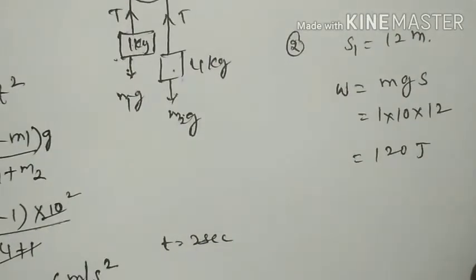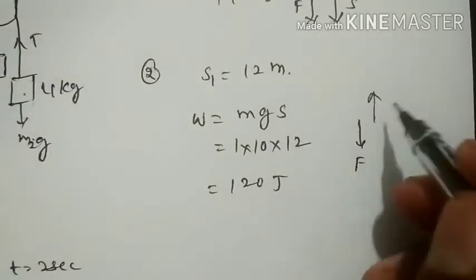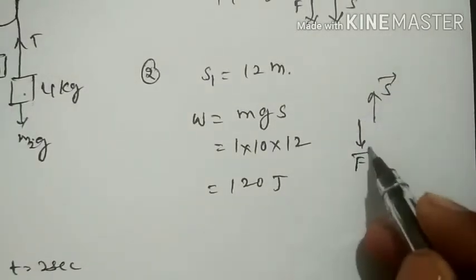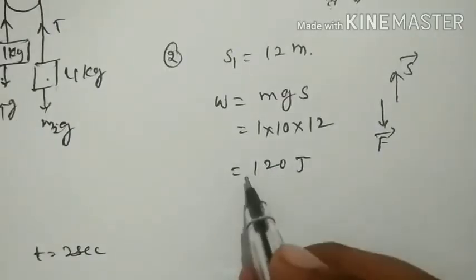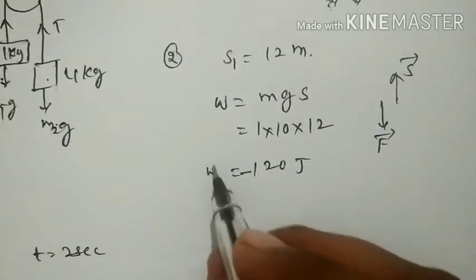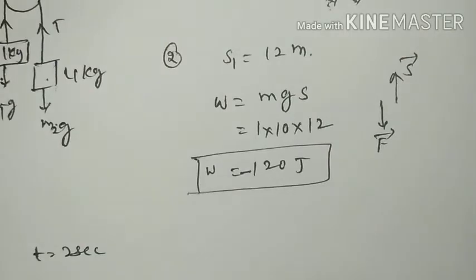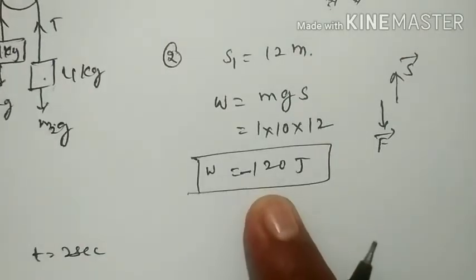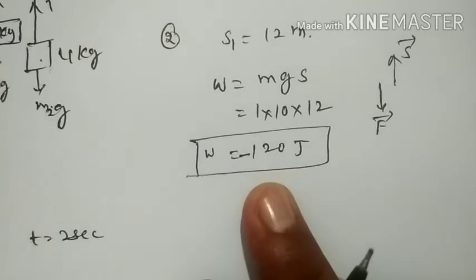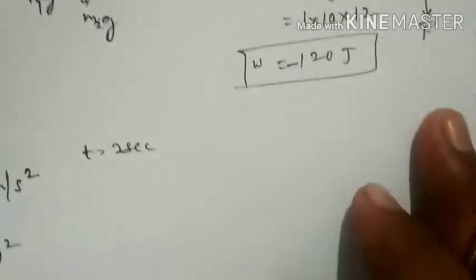But as weight is acting downwards, the force is acting downwards, but the displacement is upwards, since the 1 kg block moves upwards. So here we write it as negative. Work done by the gravity is negative. But here the answer is given as minus 140. Once you check it, it is around 120 only. 140 is given, but it is not correct.